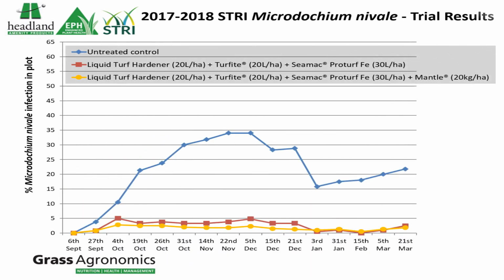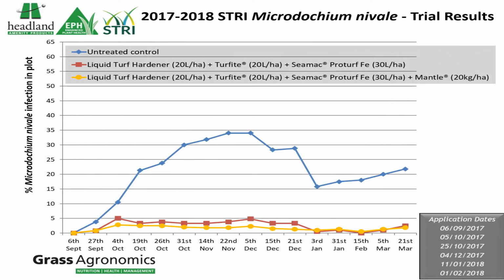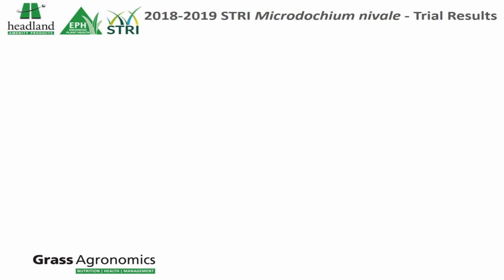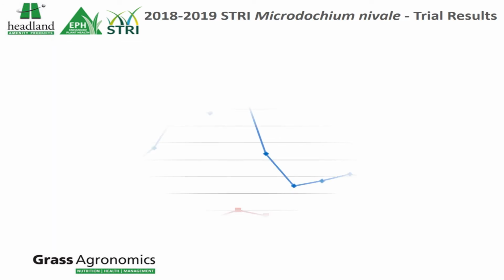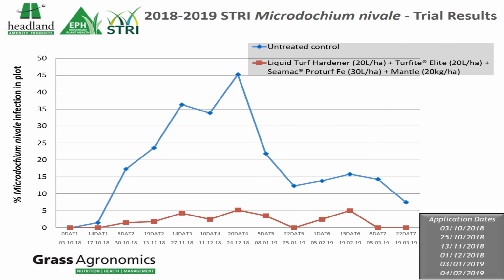Moving on to more recent times, with the 20-20-30 mix fully dialed in and now the addition of Mantle, the results are striking compared to the untreated control. And the final graph shows the autumn period that we referred to earlier in 2018, and you can clearly see the spike in disease activity between Christmas and New Year. And again, the 20-20-30 mix with Mantle kept the plots at or below 5% infection rate.